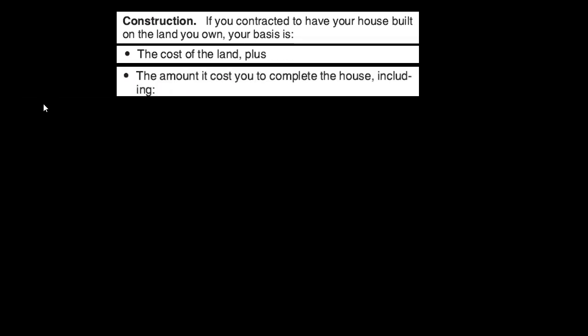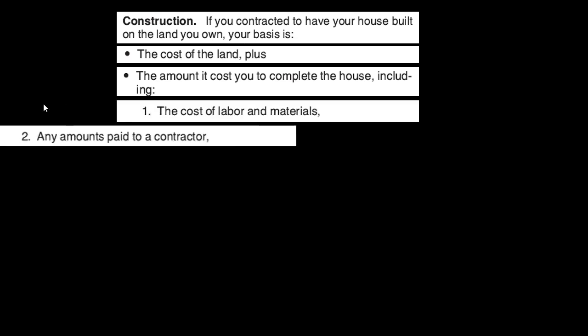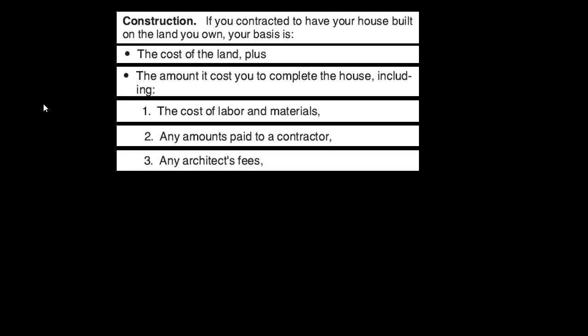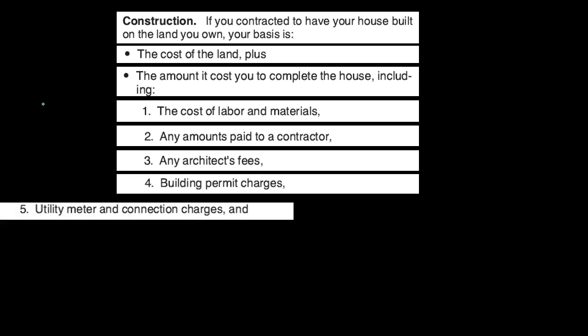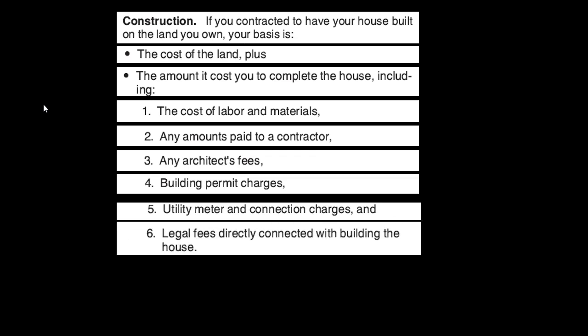So we will include the amount it costs you to complete the house, including: 1. The cost of labor and materials, 2. Any amounts paid to a contractor, 3. Any architect's fees, 4. Building permit charges, 5. Utility meter and connection charges, and 6. Legal fees directly connected with building the house.